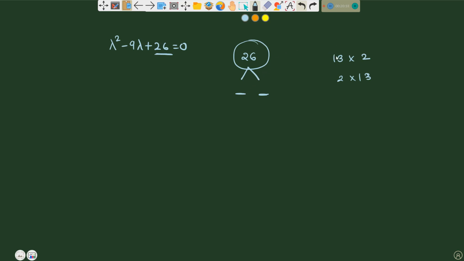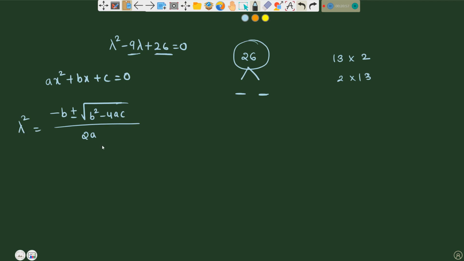No, right? Now if you add these two, you will get what? 13 plus 2, if you do adding, it will become 15. If you do minus, it will become 11, but it is 9. You can't solve such problems this way. At that time, we use Sridhar's formula. When it is in standard form ax square plus bx plus c is equals to 0, you have Sridhar's formula, that is minus b plus or minus under root b square minus 4ac divided by 2a, to find your roots, the characteristic equation roots or eigenvalues.